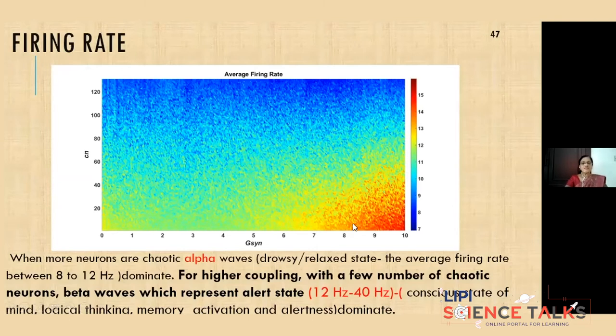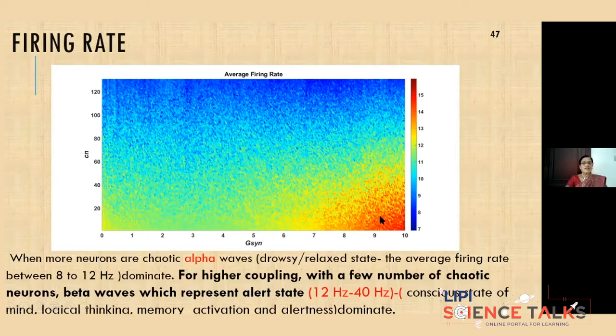Now, these different colors represent different frequencies. If it is blue, that corresponds to 7 to 9 hertz frequency. And when it comes to green, it is 11 hertz. And when it is red, it is 50. Now, when the number of chaotic neurons is less, then you have higher frequency. That means the red region is possible when the coupling constant is between 8 to 10, or there is stronger bonding between the neurons.